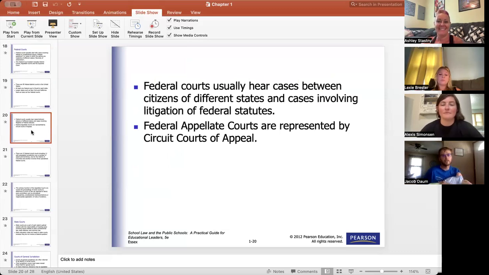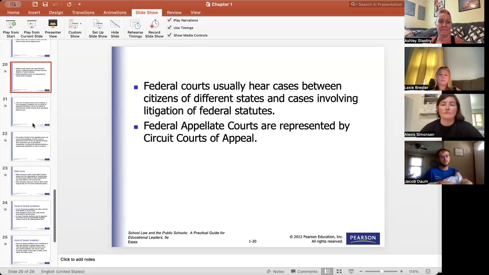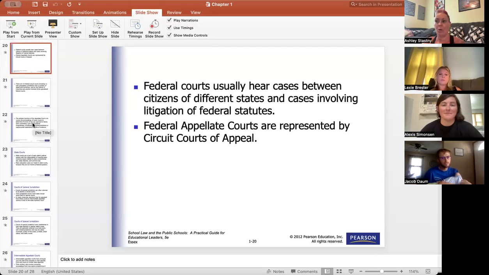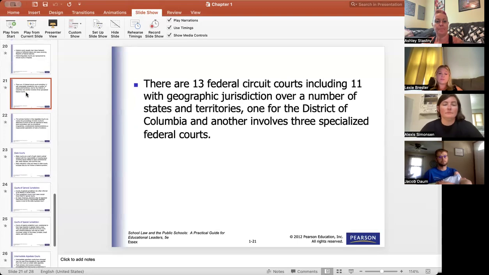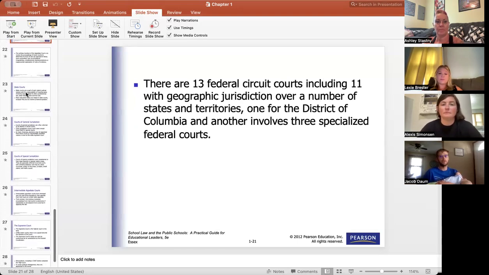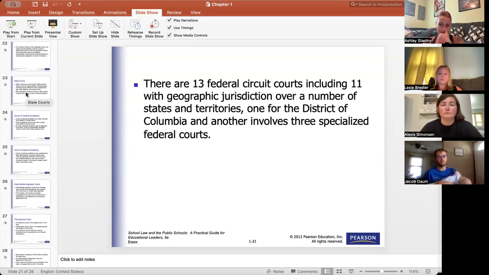Federal courts usually hear cases between citizens of different states. Oh, did we just read that one? No. And then cases involving litigation of federal statutes. Federal appellate courts are represented by the circuit courts of appeals. And then there are 13 federal circuit courts, including 11 with geographic jurisdiction over a number of states and territories.